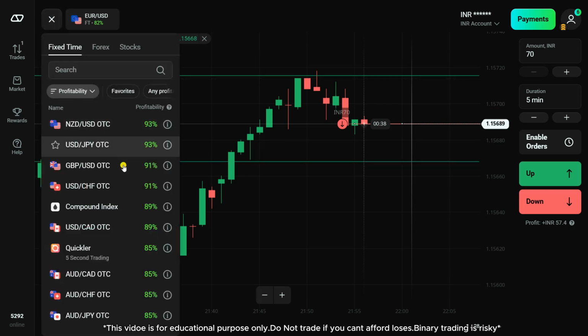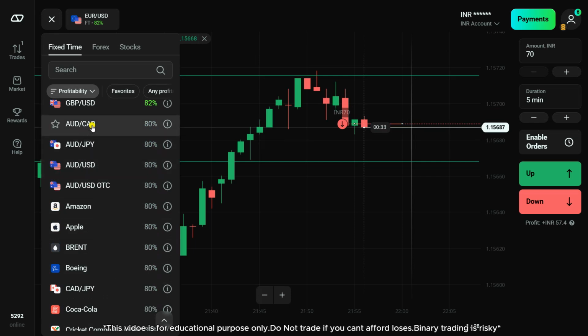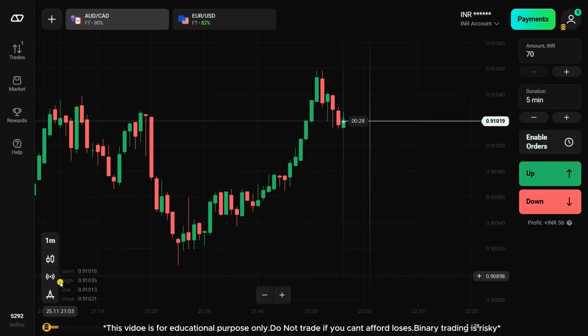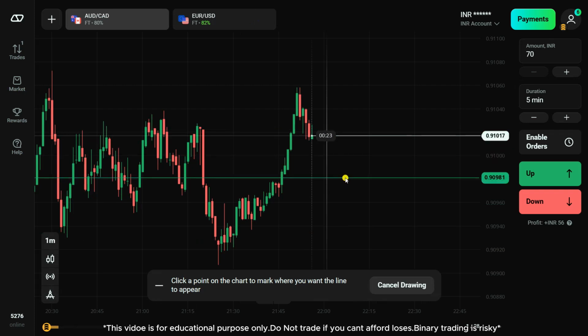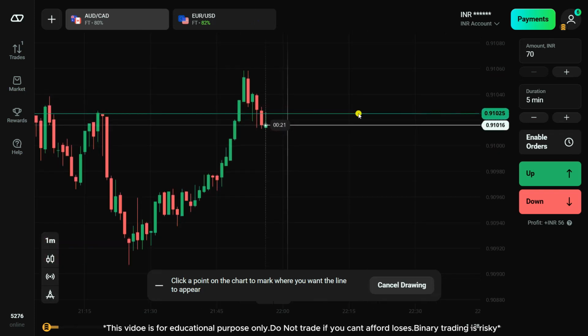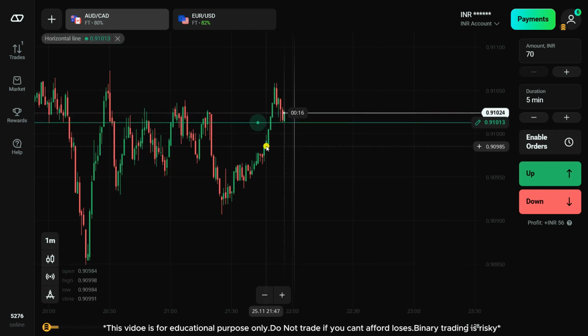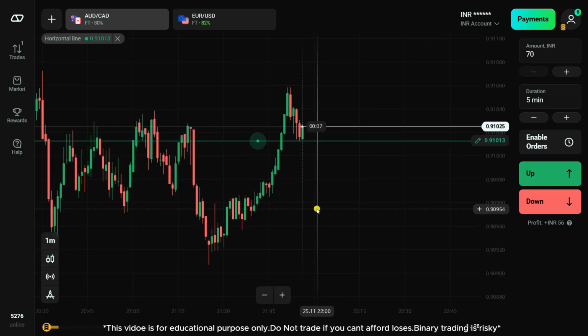Now let us take some more charts. Here AUD/CAD live market, this is also a live market. Now we have to draw a support and resistance. Go to the horizontal line. Now this is my support. Now I'm taking a call option. It is better to take the call option when the market opens exactly at this price. So I will try to go for a call option here.